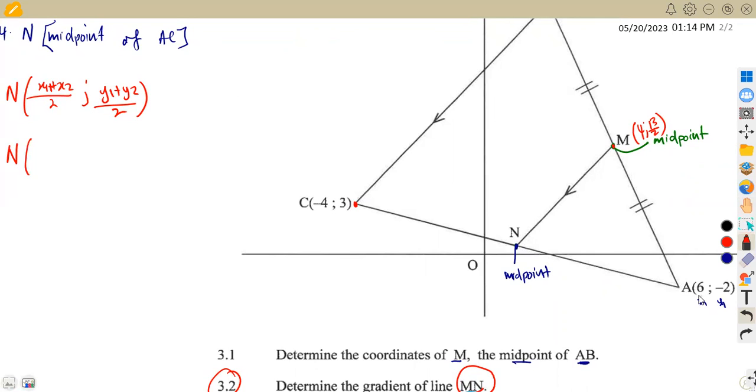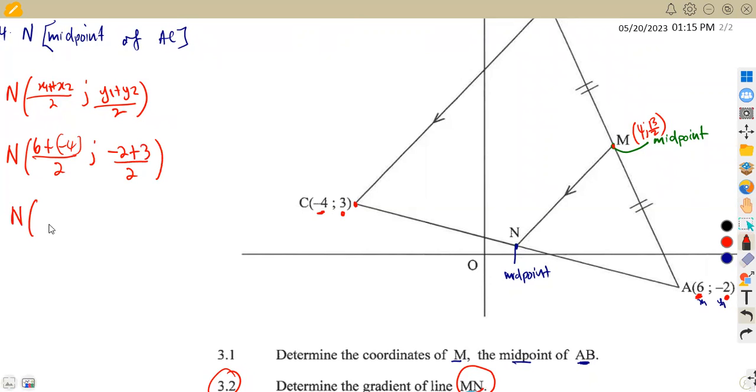So this is from A to C. Our point A, x at A is 6. Here it's negative 4. So that's 6 plus negative 4 over 2. We move on to the y value. The y value here is negative 2. The y value here is 3. So this is negative 2 plus 3 over 2. So this gives us the point N, which is the midpoint.